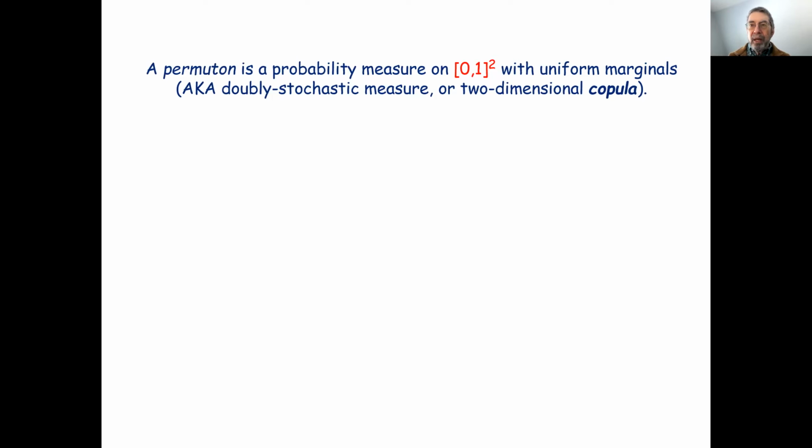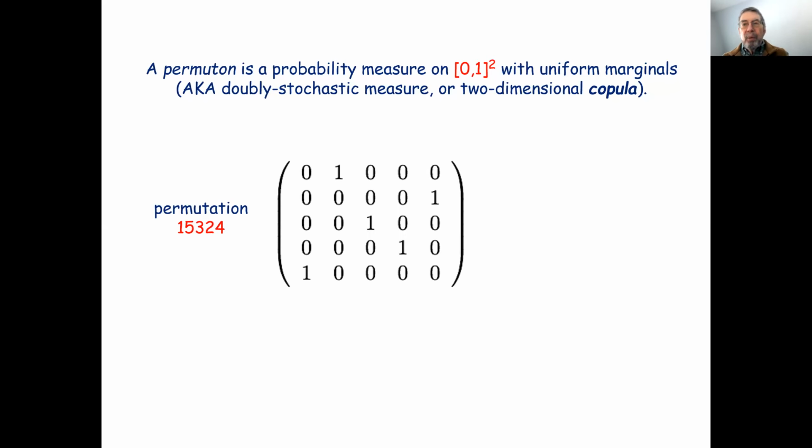And these things are exactly the completion of the class of all permutations of all sizes under a certain metric, which I'll describe. Okay, so let me first tell you what permuton corresponds to a given permutation. If we take the permutation 15324, we could think of it as a matrix.